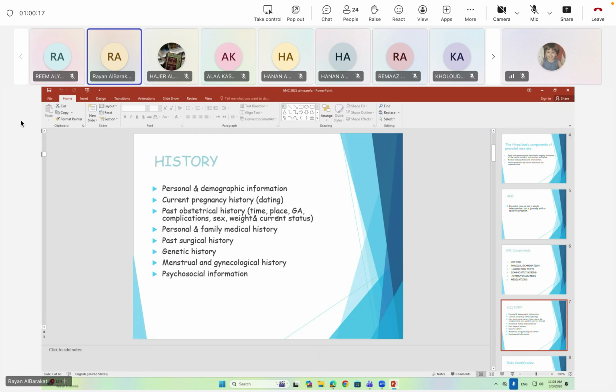So it will depend on personal and demographic information, current pregnancy status and the dating, past obstetrical history: the time, place, gestational age where she delivered, when delivery happened, any complications, the sex of the baby, weight, and the current status of the baby, healthy, alive, or having any difficulties, God forbid. Then the personal and family medical history, the past surgical history, genetic history, of course, the menstrual and gynecological history, and the psychosocial information.